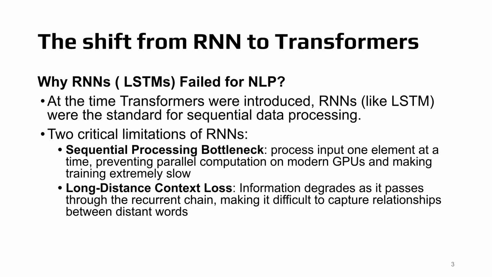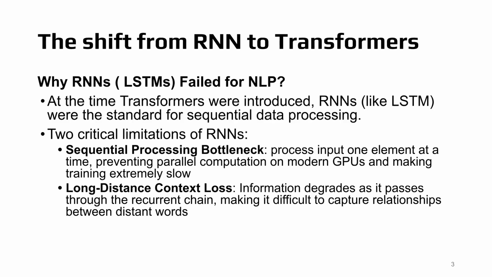Let's start with why we needed transformers in the first place. When transformers were introduced in 2017, RNNs, particularly LSTMs, were the go-to architecture for sequence modeling. But RNNs had two critical problems. First, sequential processing. Each word had to be processed one after another. You couldn't parallelize this, which made training incredibly slow on modern GPUs.